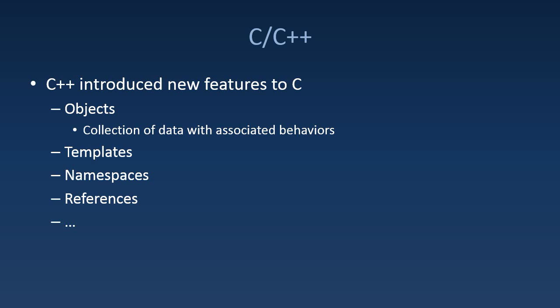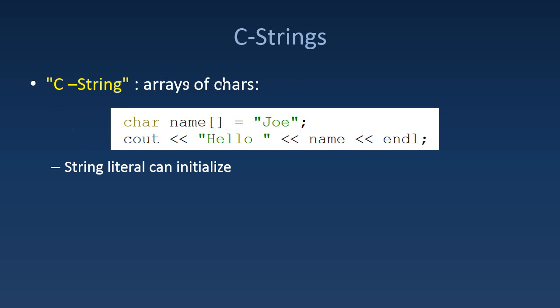C does not have objects. In C, if we want to create a string, we can't use this notion of an object, so the way that C handles strings is as arrays of characters. So name is an array of characters, and we initialize it with the string literal Joe. This would be considered a C string, a character array.